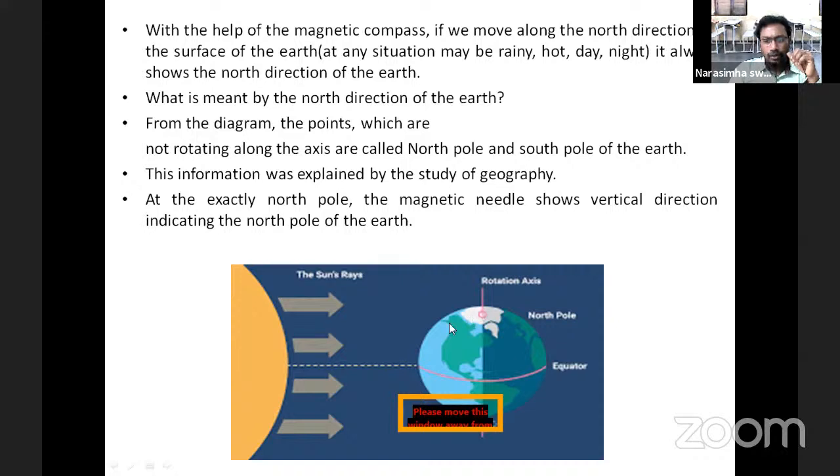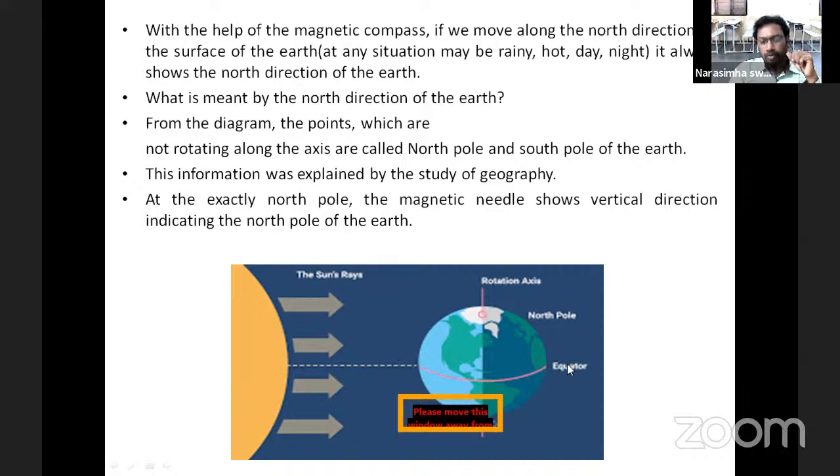If you observe, the whole body is moving, but near the axis point, that area will not be rotated. That point will be fixed, and the remaining whole body rotates. Along the axis point, this point will not be rotated. Here, wherever the sun rays are incident, that direction we treat as east.